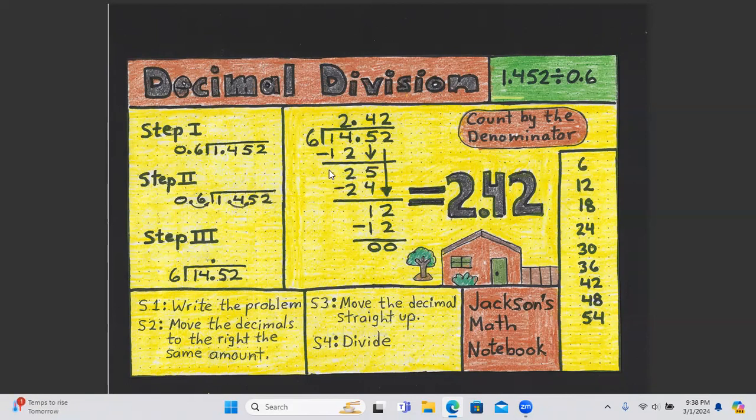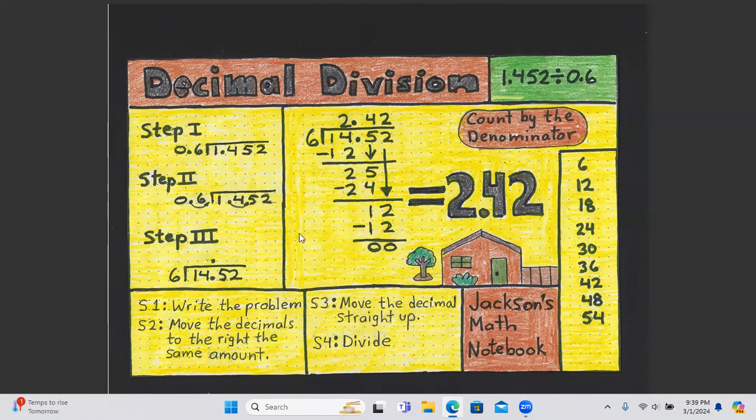And we know that 6 can go into 25 4 times, because 6 times 4 is 24, and 24 happens to be in the fourth position in our parking lot. 25 minus 24 will give us 1. 6 cannot go into a 1, so we're just going to bring this 2 down and turn the 1 into a 12. Now we know that 6 times 2 will give us 12, because 12 is in the second position, and 12 minus 12 will give us 0, which leaves us with an answer of 2.42, or 2 and 42 hundredths.